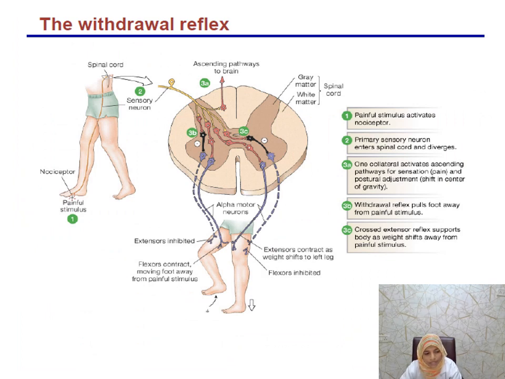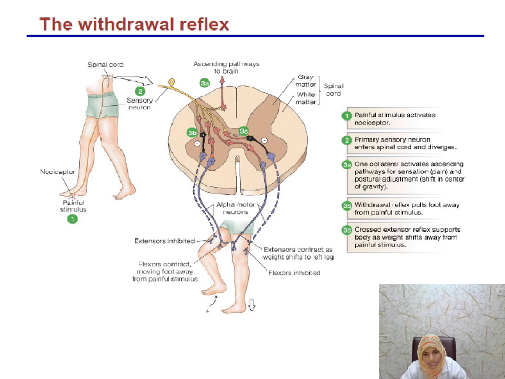Okay, these are the other types of spinal cord reflexes, that is the withdrawal reflex. Whenever you are keeping a leg on a painful stimulus, it is going to activate nociceptors, the primary sensory neuron. It is going to enter the spinal cord and it is going to diverge. One collateral will activate the ascending pathway for sensation of pain and postural adjustment. So there will be a shift in the center of gravity. The withdrawal reflex is going to pull the foot away from the painful stimulus.